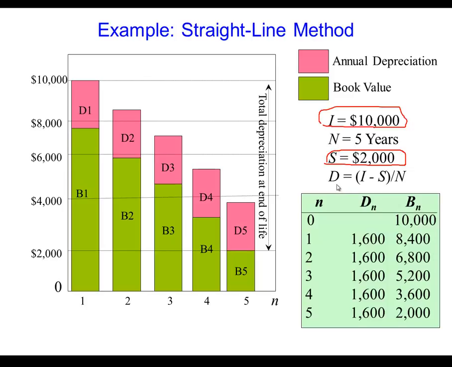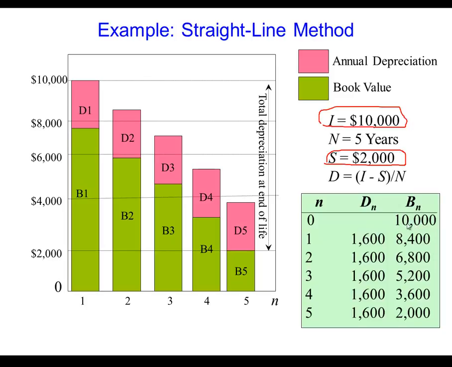Now I can calculate the depreciation using the formula. So D is equal to (I minus S) divided by n. I is 10,000, so 10,000 minus 2,000, that's 8,000, divided by 5, that's 1,600. So every year we are losing 1,600.